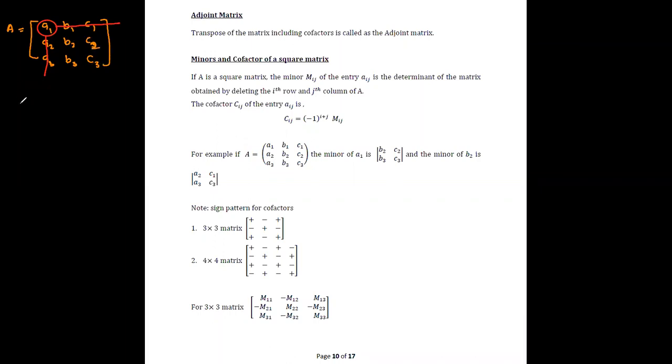Then you can identify the minor of A1. Minor of A1 can be obtained using the determinant of the remaining elements: B2, C2, B3 and C3. Once you take the determinant of this quantity, you will get B2 C3 minus B3 C2.